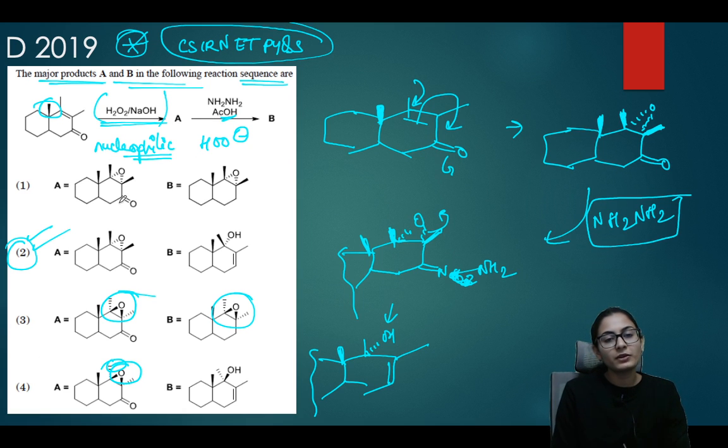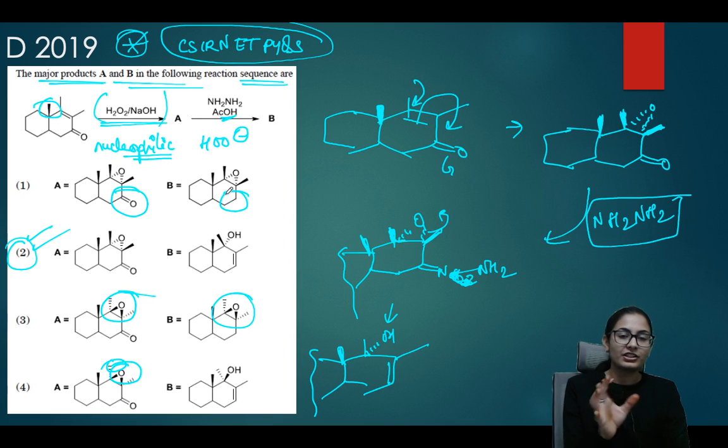Alright, what about option number 1? Here you once again have the reduction of the carbonyl, no touching to the epoxide, so hence it is wrong.